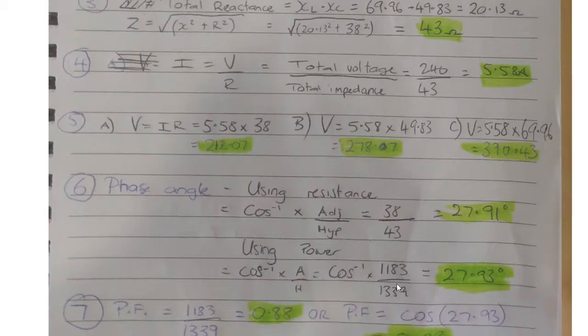Or another way of doing it, because now we're just doing the reverse of this one here. If I go cos of the angle, then that will give me 1183 over 1339, because I went inverse cos of that fraction to get the angle. So if I go cos of the angle, it'll give me that fraction, which is 0.88. So I've got it two ways. 0.88.